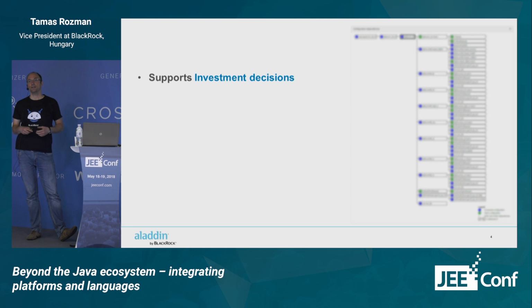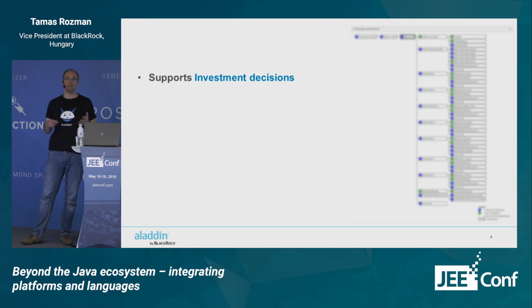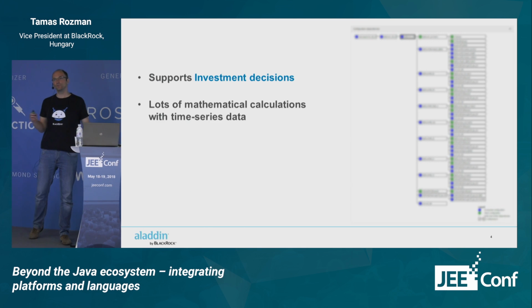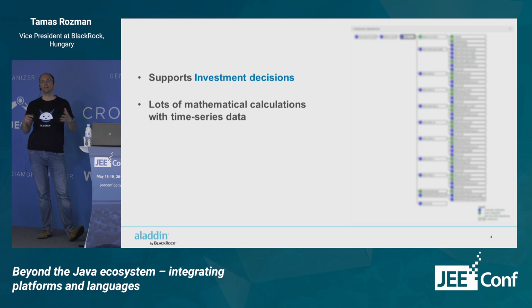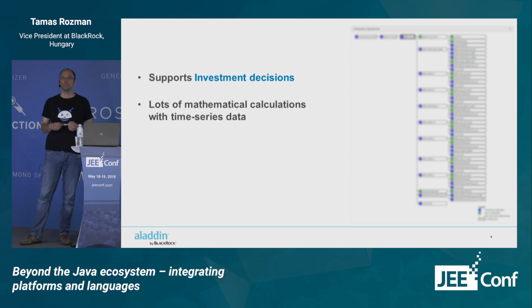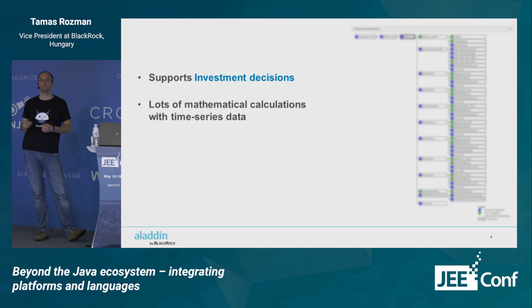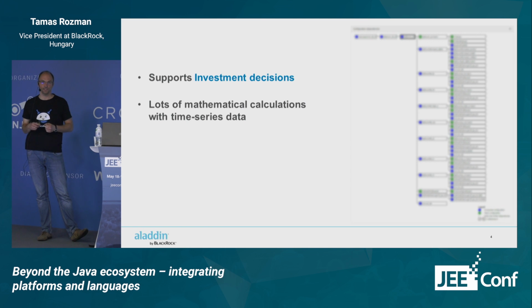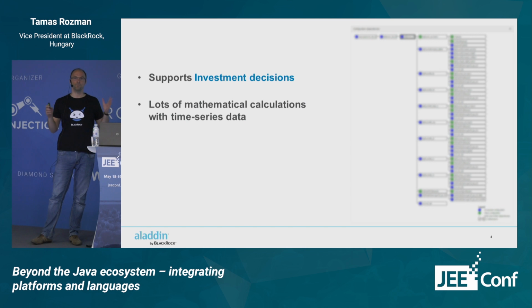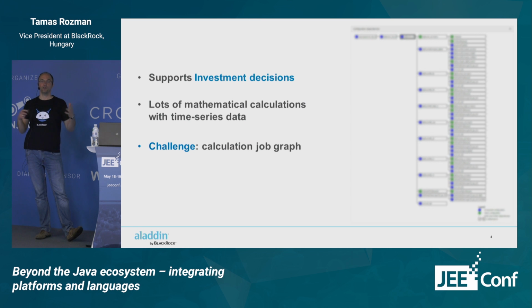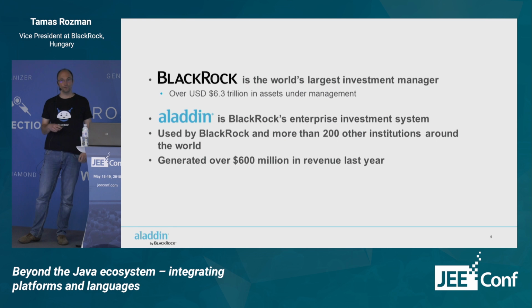BlackRock is a financial company and handles investments. This application is about making investment decisions, and in order to make them, it does lots of mathematical calculation with time series data. These calculations can be simple averages and standard deviation with some secret sauce, and it goes to machine learning as well. So this is quite a heterogeneous environment, but the key is that it does mathematical calculations. The task of the AlphaGen technology group, which I'm working in, is to make this calculation happen in production quality.